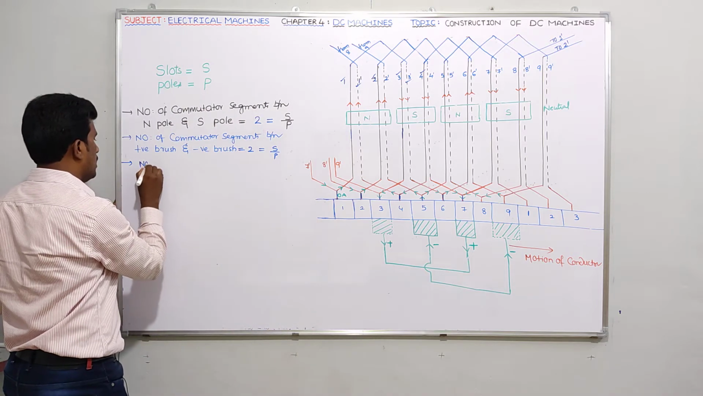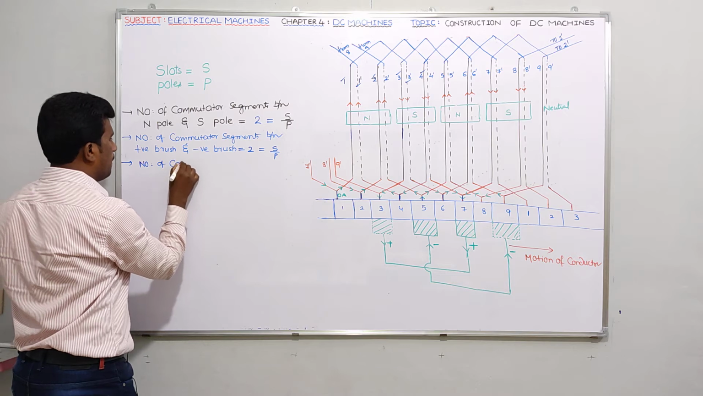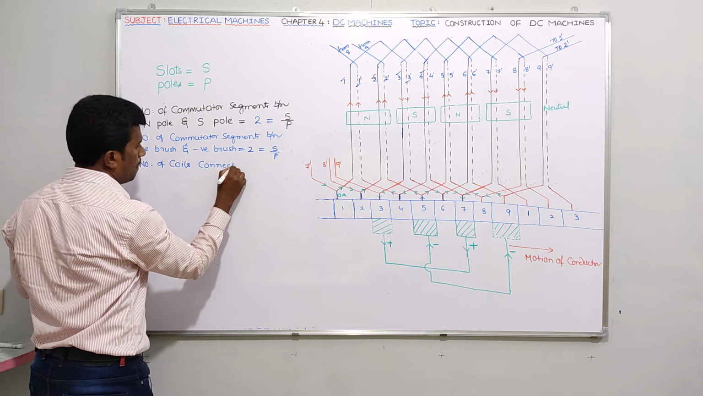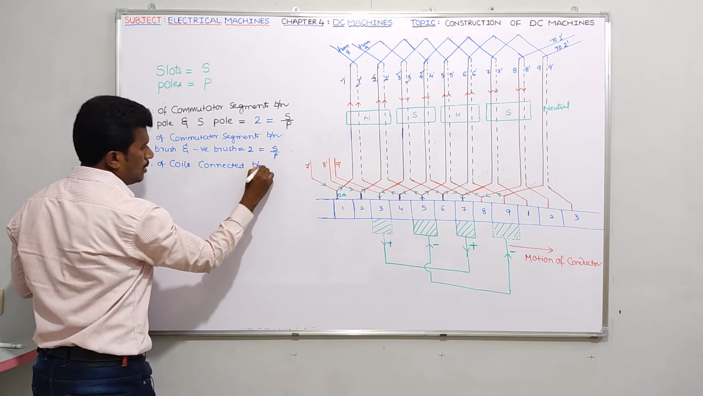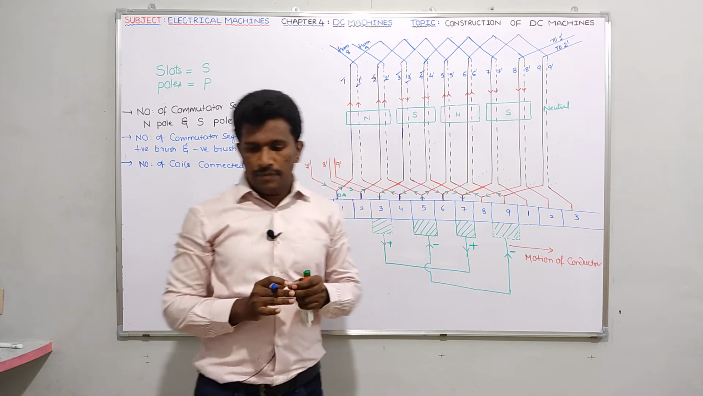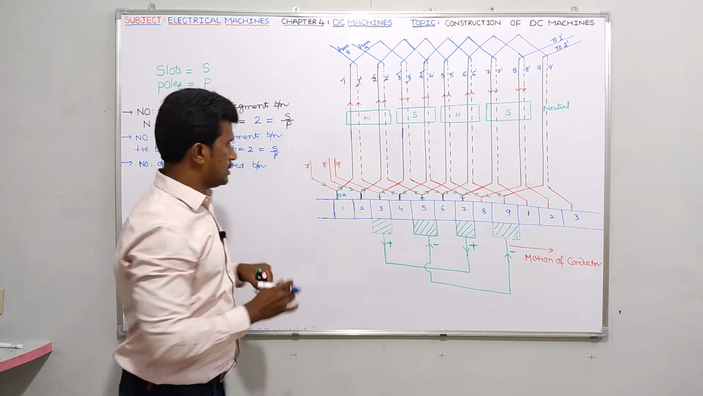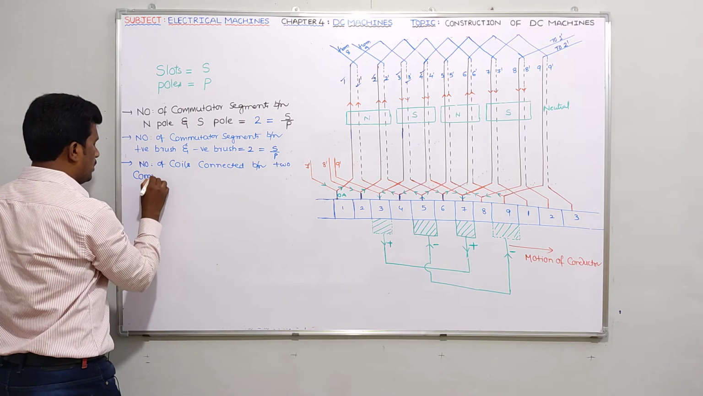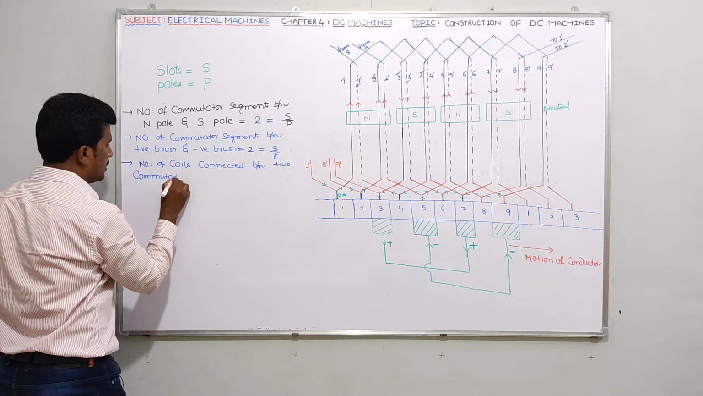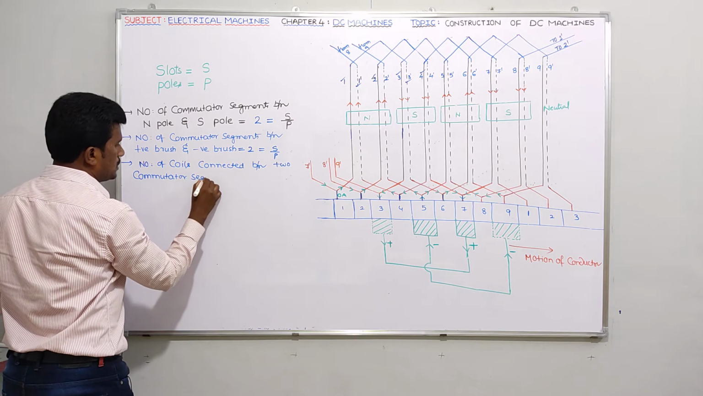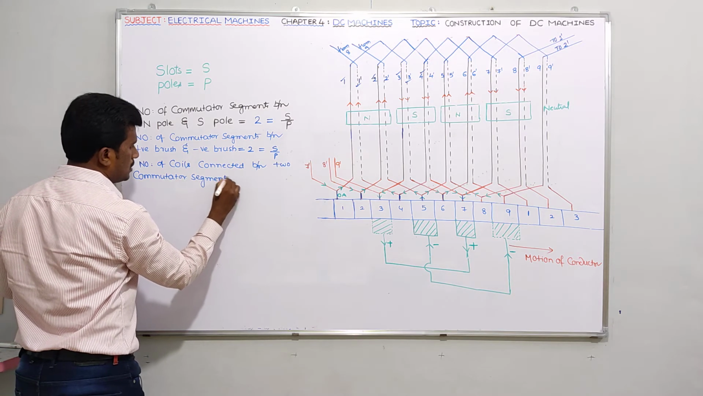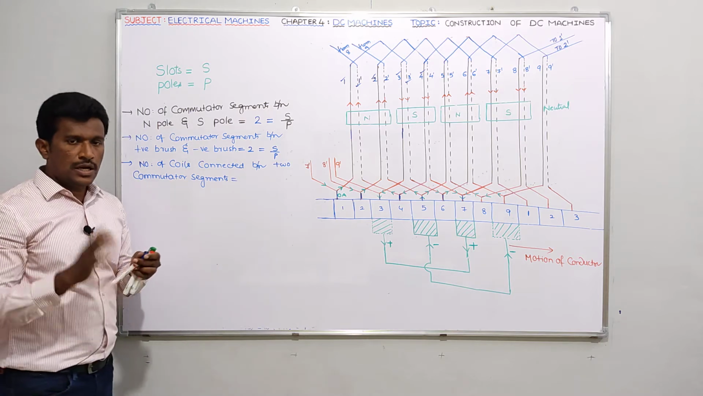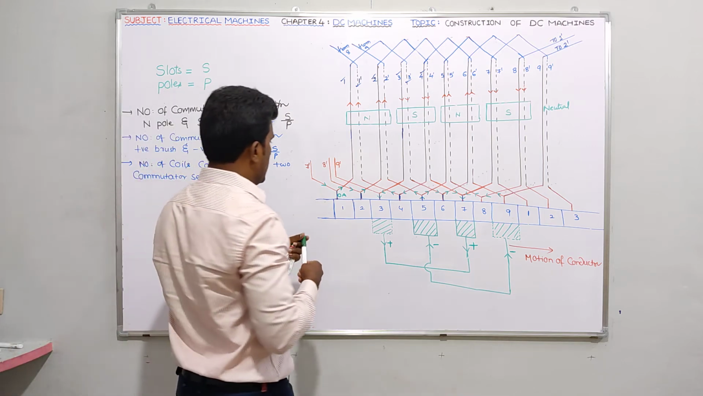What is that? Next formula. Number of coils connected between two commutator segments. See this, if you observe a formula for this, try to see here. How many number of coils are there between two commutator segments here? I'll do one thing. Please try to compare this one, guys.